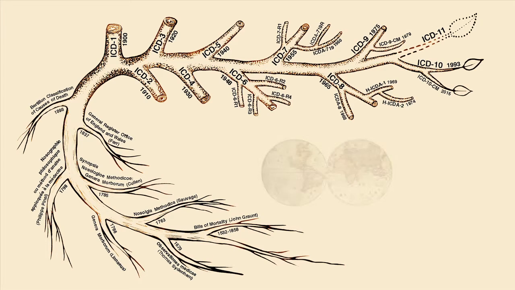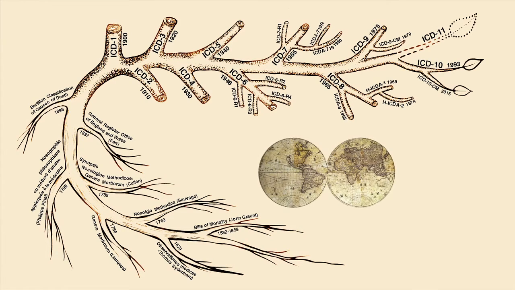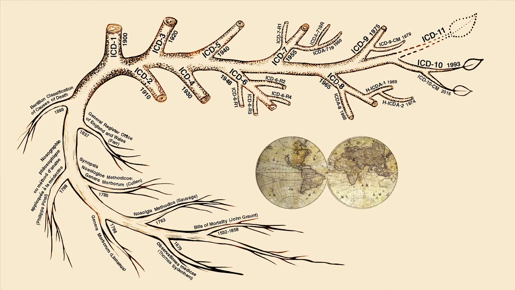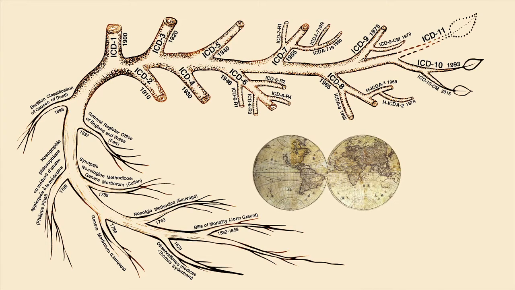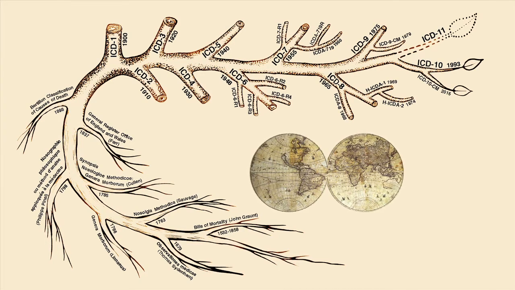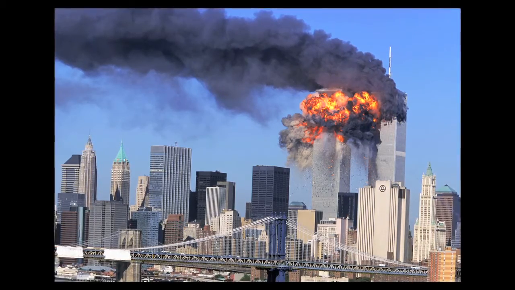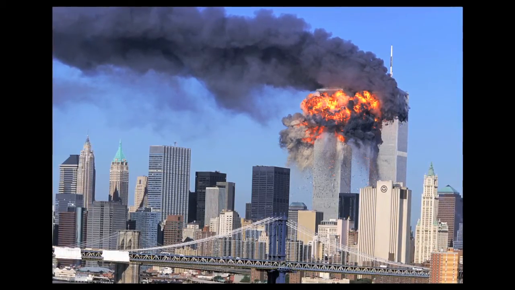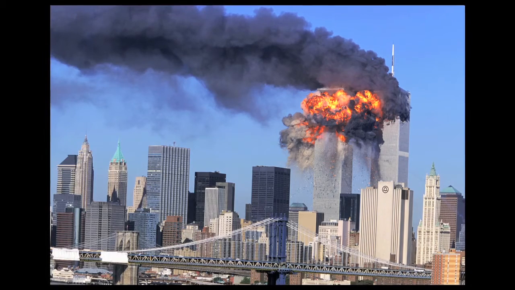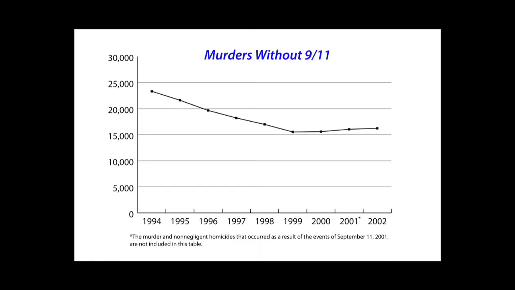How we classify events, people, diseases, and causes of death can have an outsized impact on how we view the world and how we react to it. One example of how causes of death are classified is in the events of September 11, 2001. If you look at the reported number of murders in the U.S.